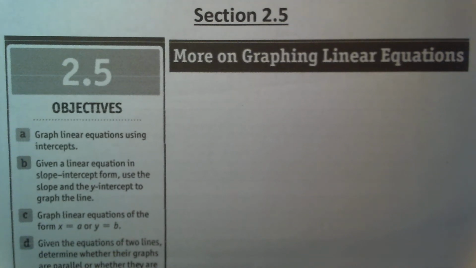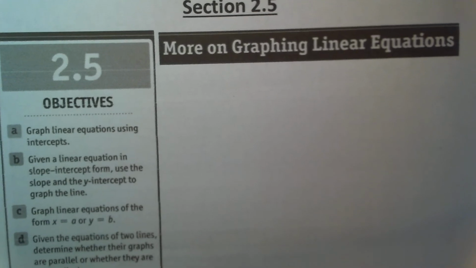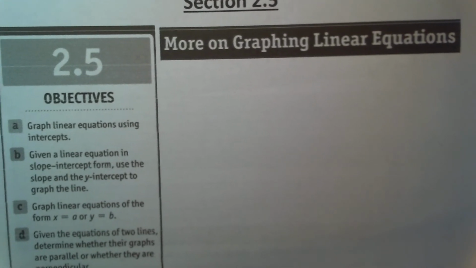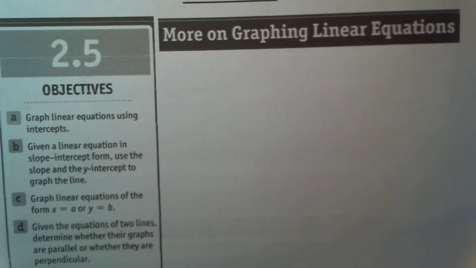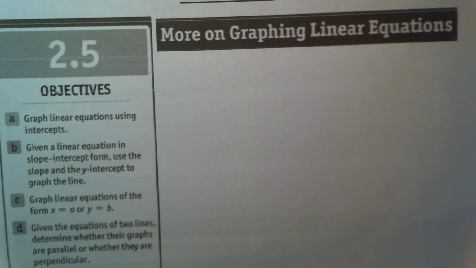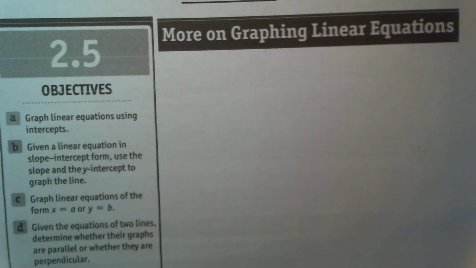This is the beginning of section 2.5, and it is more on graphing of linear equations. There are four key objectives. One of them is graphing linear equations using intercepts. And then, given a linear equation in slope-intercept form, we use the slope and the y-intercept to graph the line.